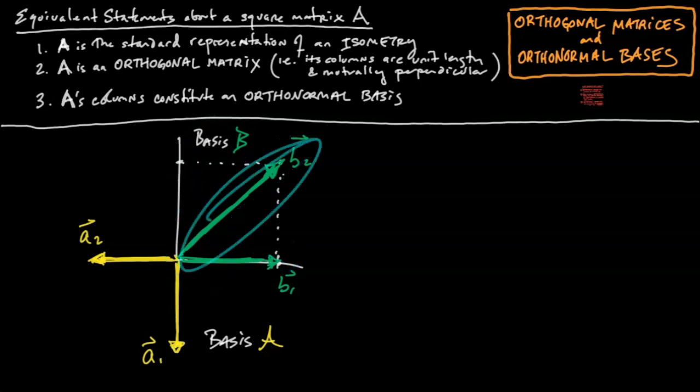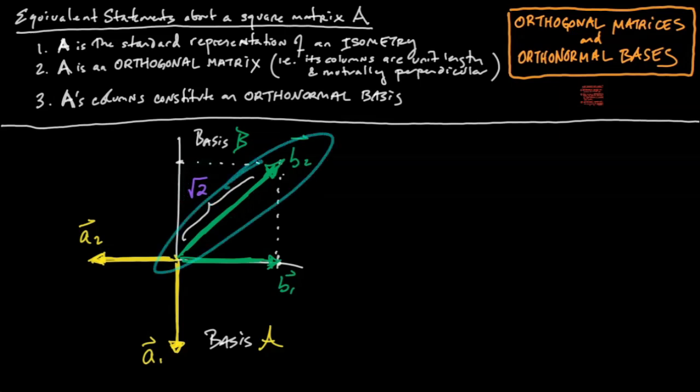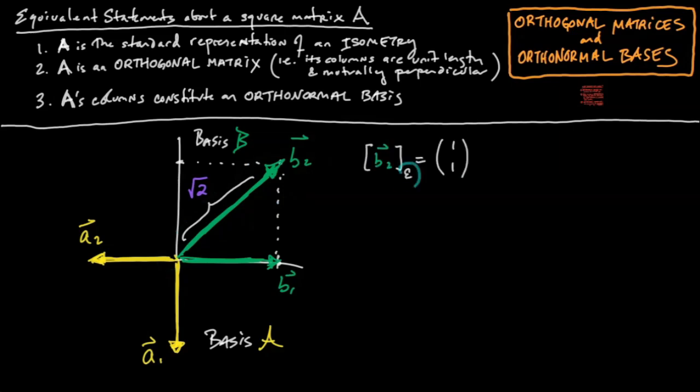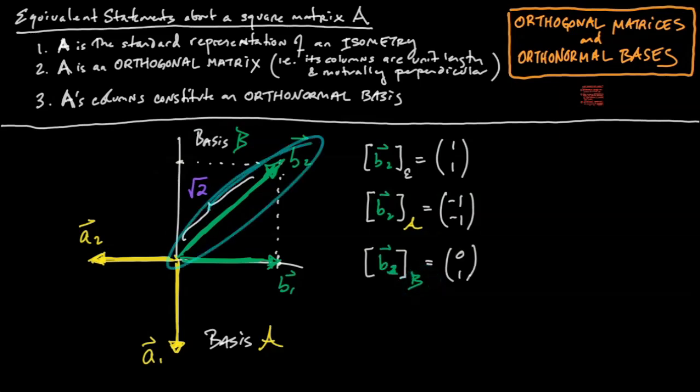Now, since B2 lies along the diagonal of a unit square, we know that its length is the square root of 2. But let's write B2's coordinates in each of the three bases we have here. With respect to the standard basis, its coordinates are 1, 1. With respect to basis A, B2's coordinates are -1, -1. And with respect to basis B, B2's coordinates, of course, are 0, 1.